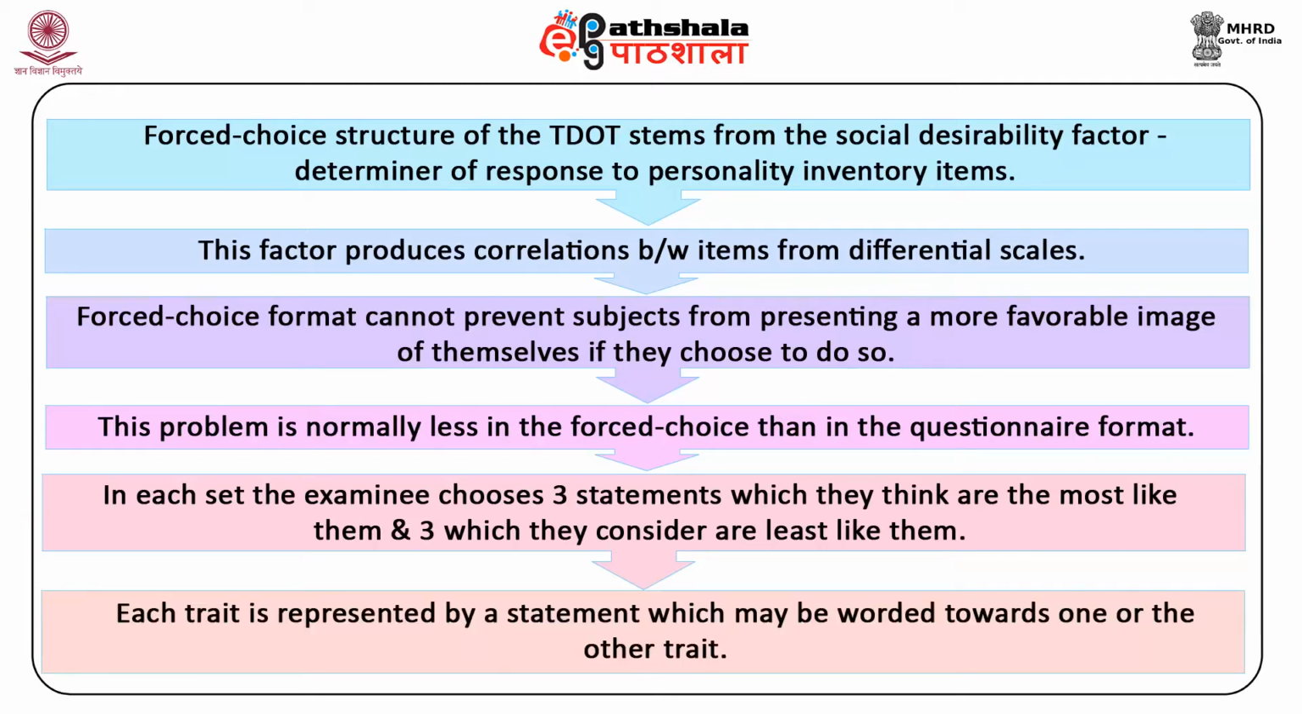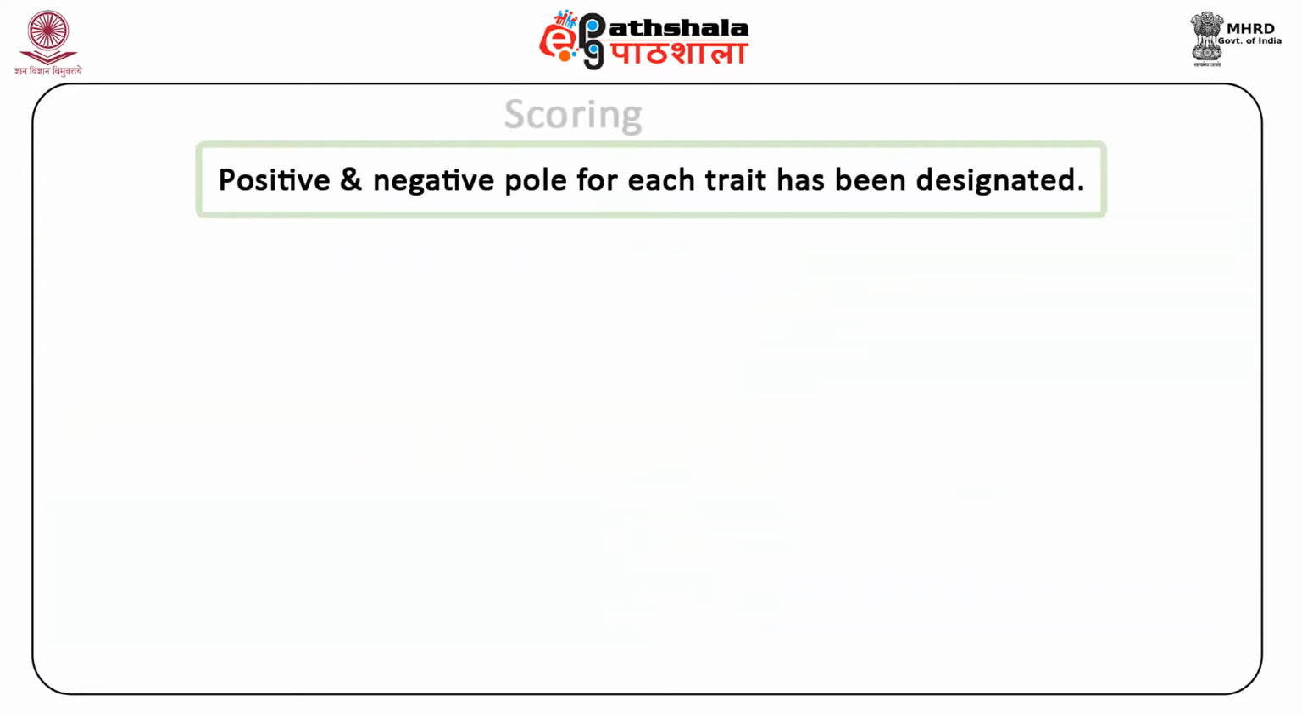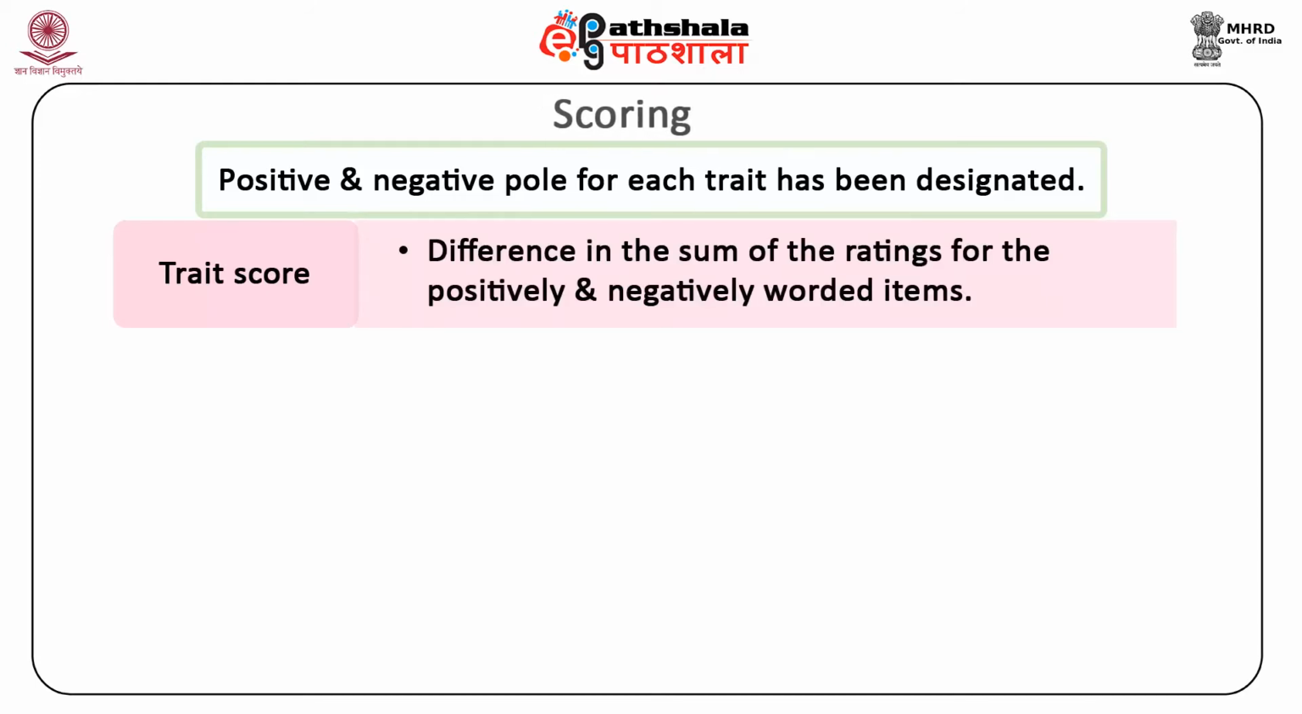Each trait is represented by a statement which may be worded towards one or the other trait. Scoring. A positive and negative pole for each trait has been designated. The trait score is the difference in the sum of the ratings for the positively and negatively worded items. Since each set of items contains both positively and negatively worded statements, the 20 scores for each examinee do not have to add up to the same total.